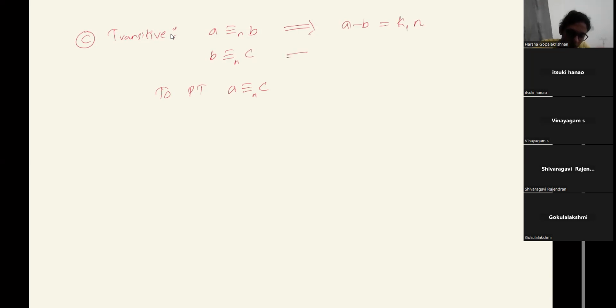Yes, teacher. Now, in the same way, what can we write for the second one? B is related to C means B minus C equals K2 times N. What we want is A minus C should be equal to, if it is transitive, some K3 times N, right?